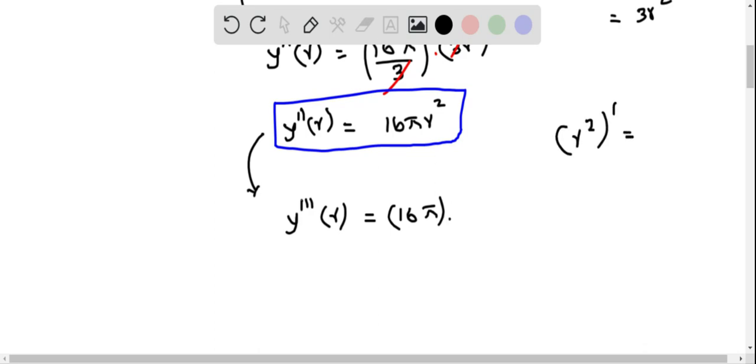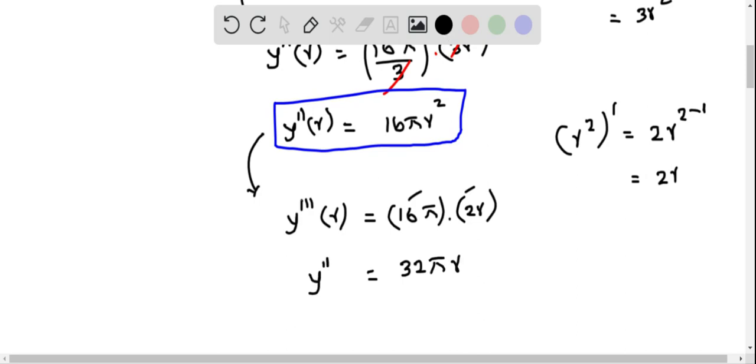And derivative of r², once again we use the power rule. So I put the power in front and then raise r to the power of 2 minus 1. And this equals, 2 minus 1 is 1. So it is basically 2r¹, which is nothing but 2r. So I put 2r, which is the derivative of r². Now we can multiply this, and that is 16 times 2 is 32π, and then we have r. So this is the third derivative of the given function y of r.